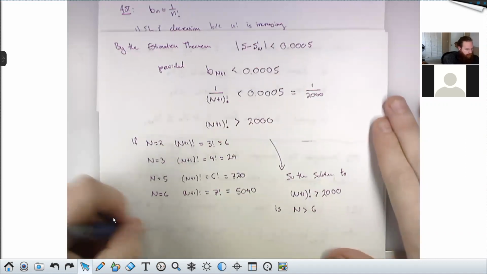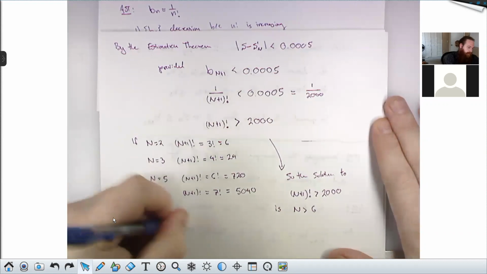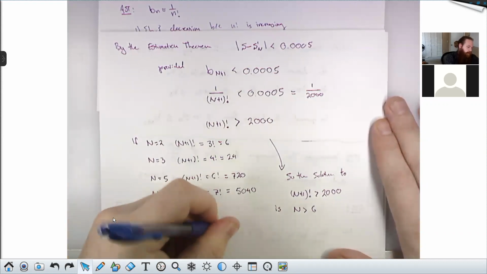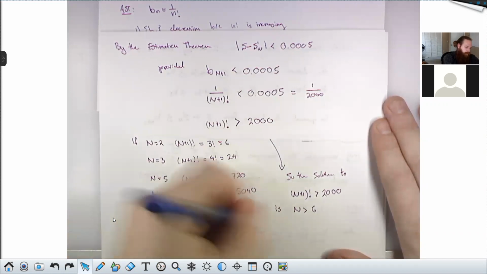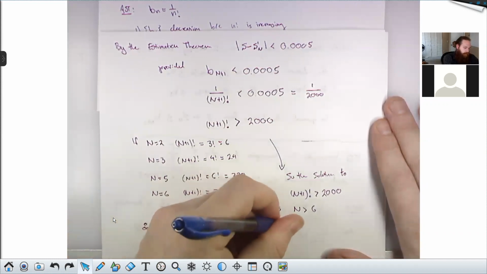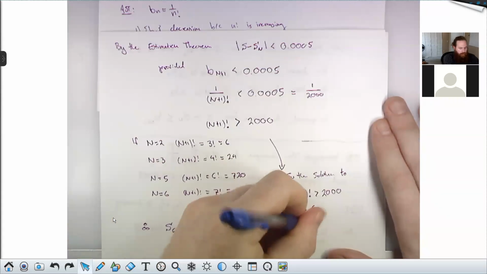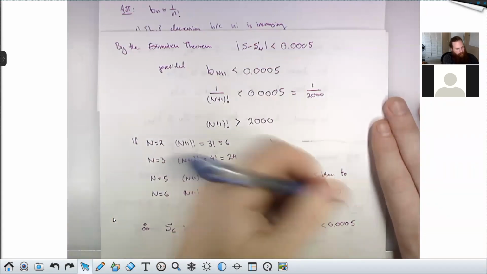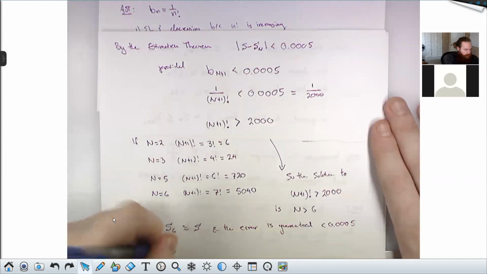In other words, S6 is very, very close to S, and the error is guaranteed less than 0.0005. What is S6? Well, this one's not so bad to calculate by hand.